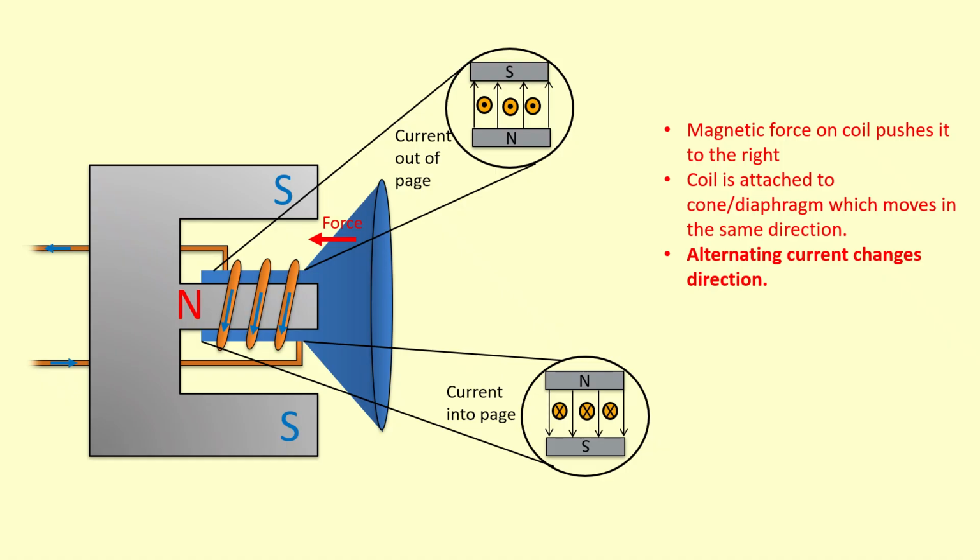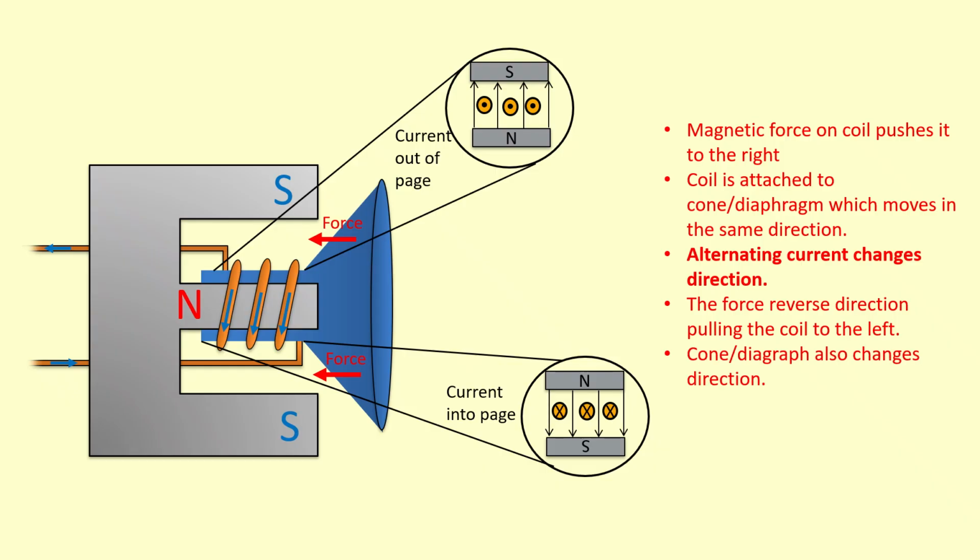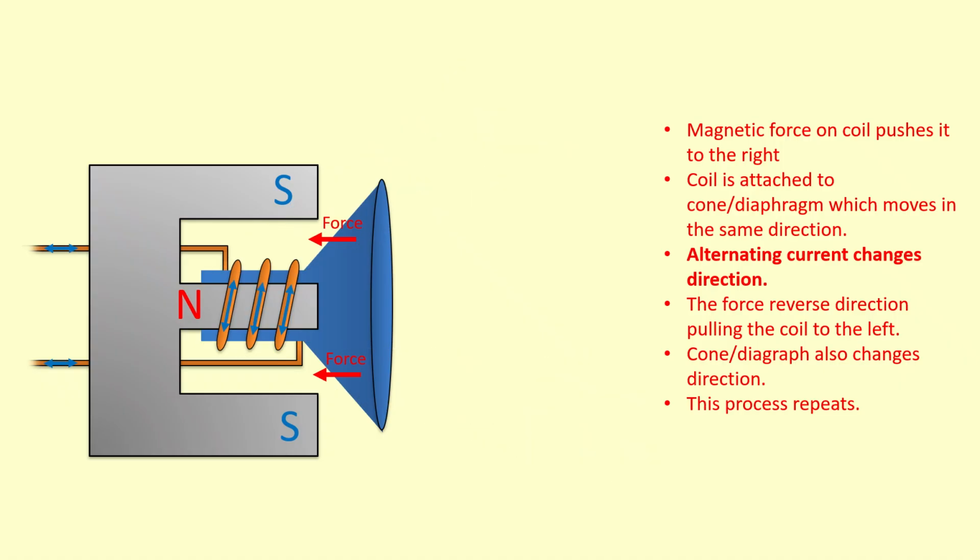And if we zoom at the bottom section, the current is actually going into the page, so it's going away from us. So again, Fleming's left-hand rule, and the force is towards the left. So now you can see the force has actually changed direction inside the coil, and the force on the coil has changed direction, so has the force on the cone. So the cone moves backwards towards the left, and this process is just going to keep repeating.